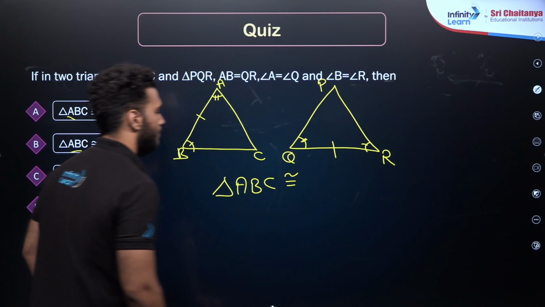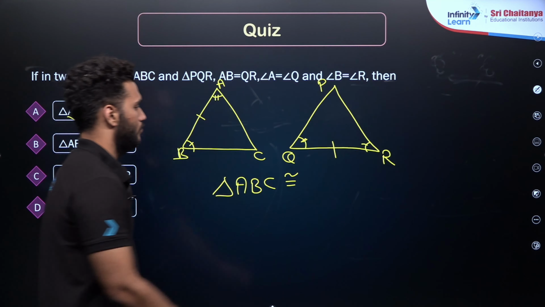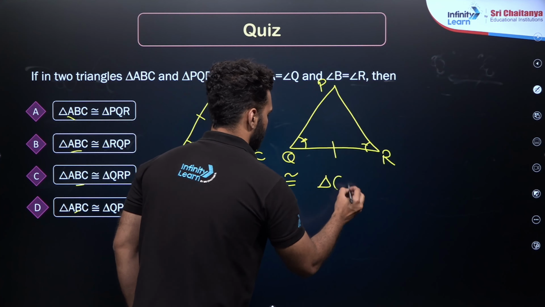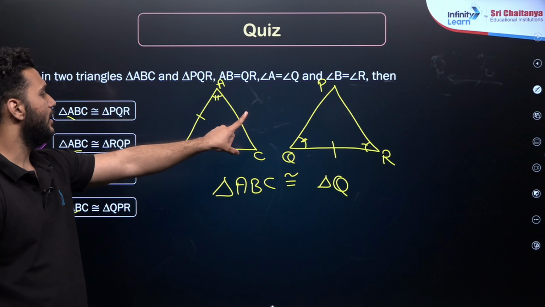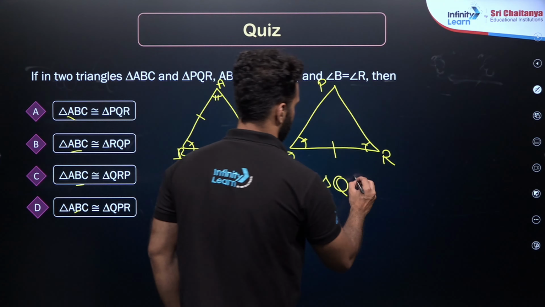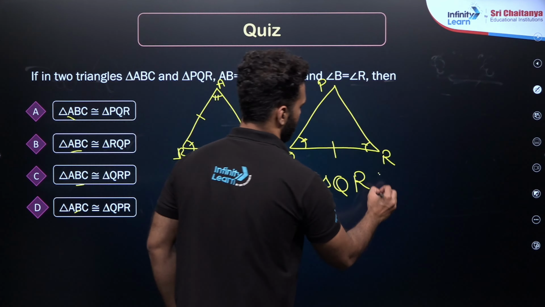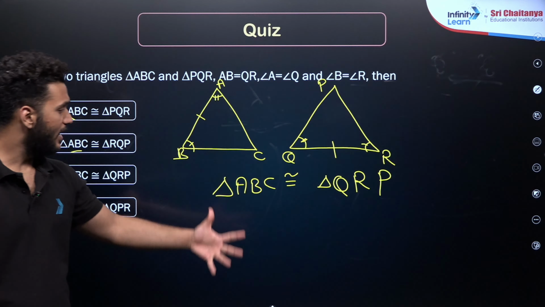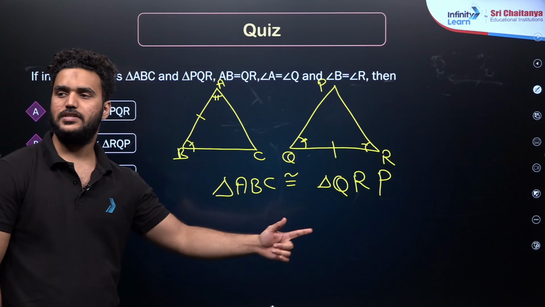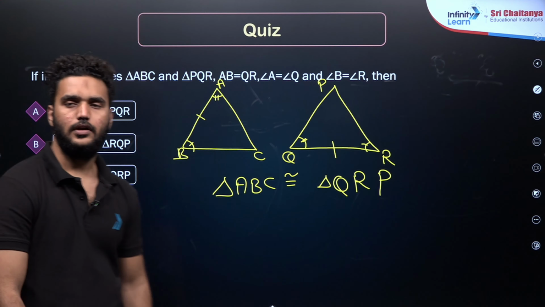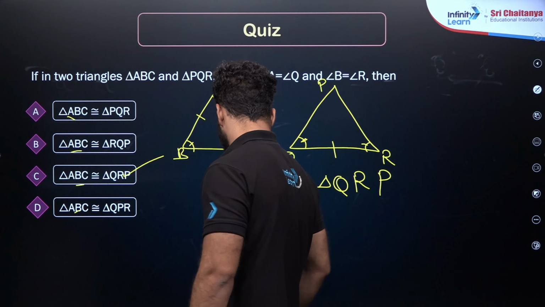Is congruent to. Now, which one is equal to A? Sir, Q. Angle Q. Which one is equal to B? Angle R. Then sir, remaining part is what? P. That's it. So triangle ABC is congruent to QRP. Now which one is right? ABC is equal to QRP.